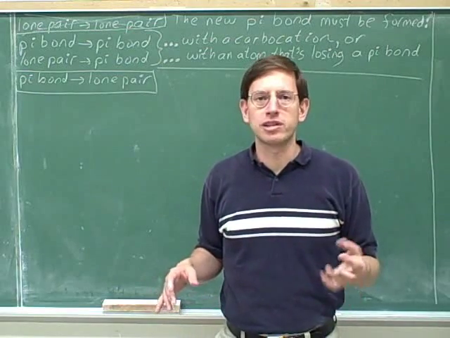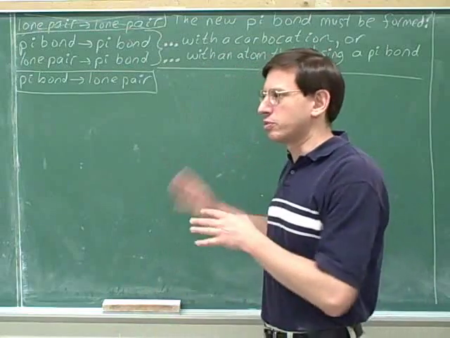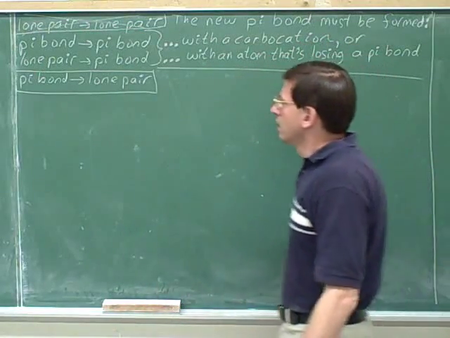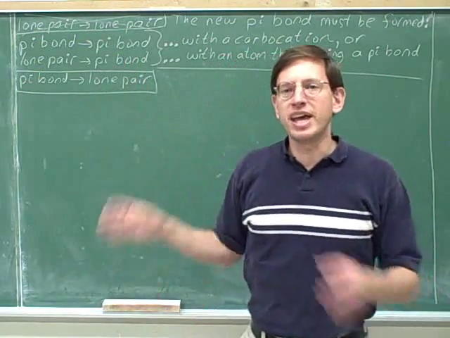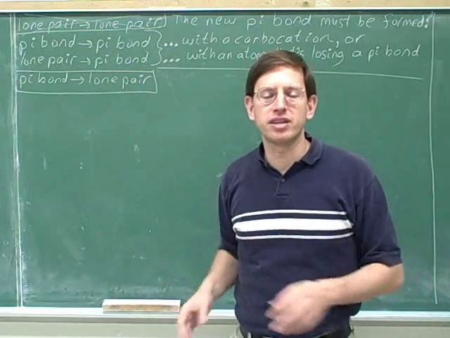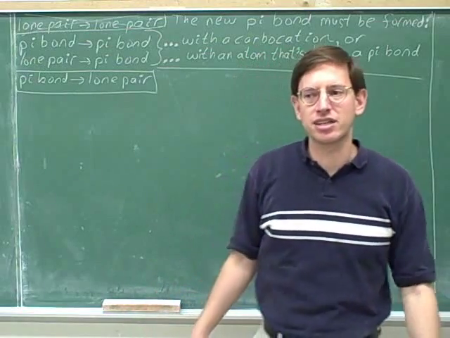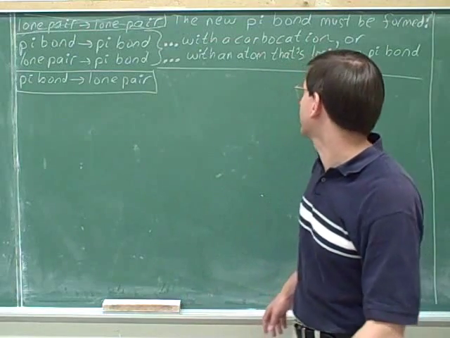This is the rule that's most likely to lead to mistakes and give students the most trouble. This is the rule for how to avoid exceeding an octet. Remember that anytime you form a pi bond, there's the potential that you might accidentally exceed an octet. So what do you need to do to make sure that that new pi bond does not exceed an octet?